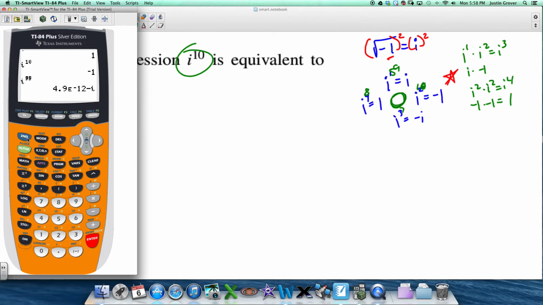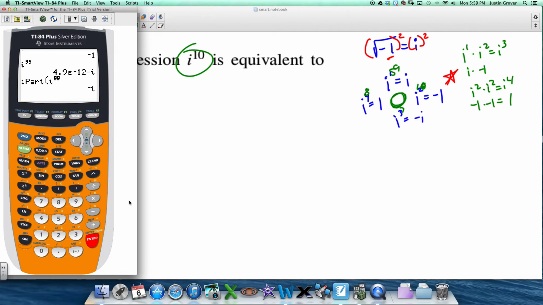But we have a little trick that we can use: if you go to the math key, and then over to the number folder, which is to the right, you see choice number 3 is iPart. Select that. So choice number 3 is iPart. And then type in i raised to the 99th, and hit enter. And that tells us it's negative i. So that's what you can do if you're doing a power of i and it doesn't work out.